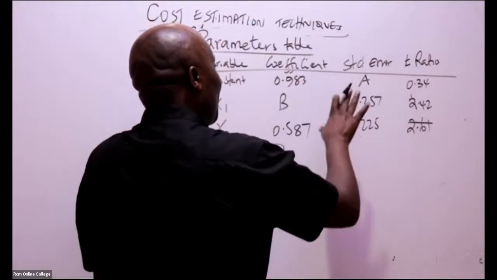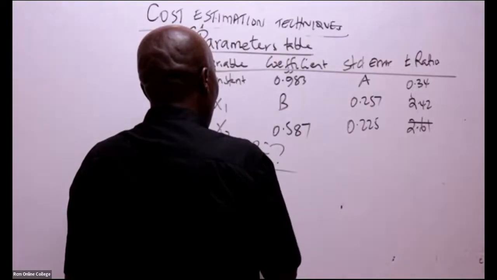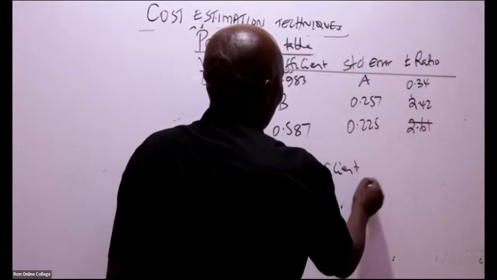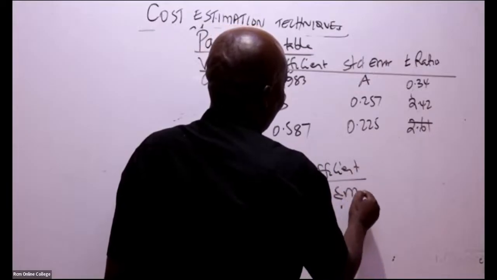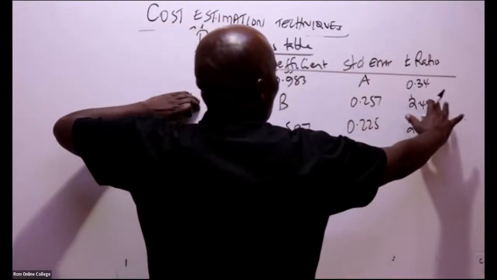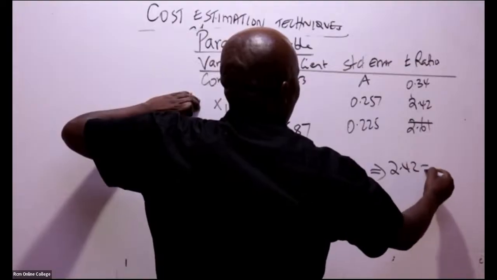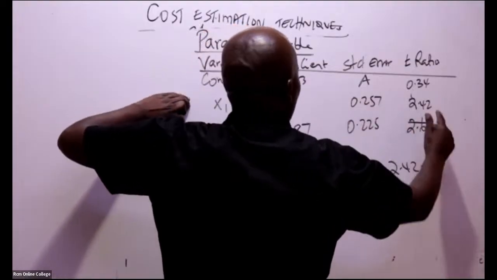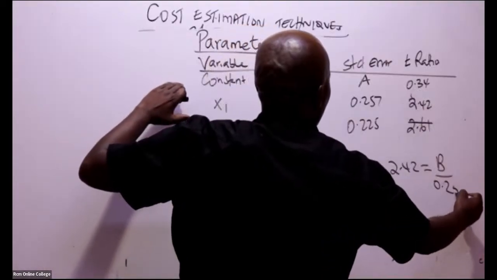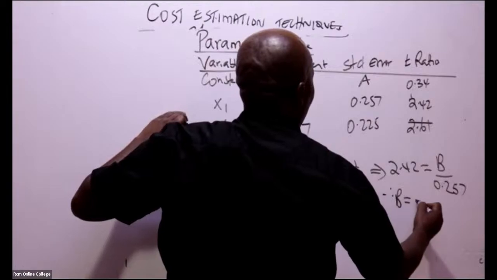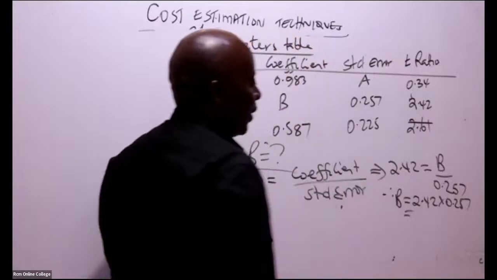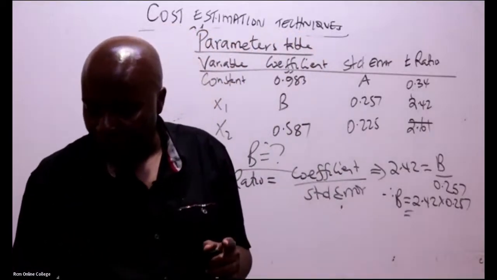So of course you're playing around with the T-ratio formula. We know that T-ratio equals coefficient all over the standard error. So you come here. The T-ratio for this variable is 2.42, equals the coefficient of this variable, which is what is missing, B, all over the standard error, 0.257. Therefore, B will be 2.42 times 0.257, which will end up giving us what figure? That figure is correct, 0.62, isn't it?